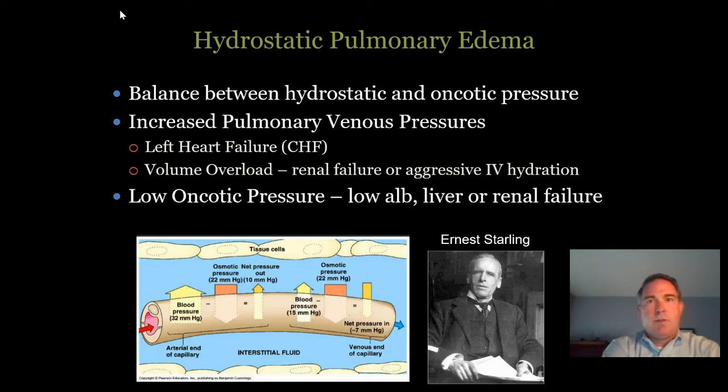For hydrostatic or cardiac pulmonary edema, just think about it as a balance between hydrostatic and oncotic pressures. Most commonly, you're going to have increased pulmonary venous pressure from left heart failure or volume overload, versus low oncotic pressure from chronic liver or renal disease.